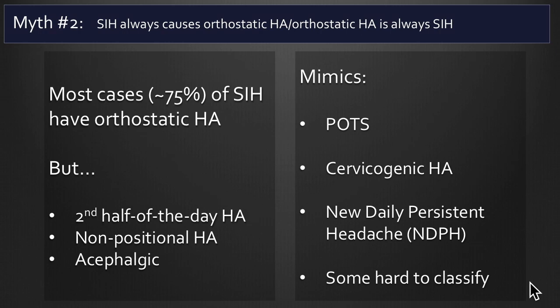I personally do think that I have seen cases of patients who have POTS physiology who don't have a CSF leak, and I would say that some of those patients have transient responses to blood patches, and I can hypothesize why that's the case. But nevertheless, there are some patients who have cervicogenic headaches, and there are some patients who are just hard to classify. They don't have any imaging evidence of intracranial hypotension. We don't really know how best to classify them. They don't respond to blood patches, and yet they have orthostatic headaches.